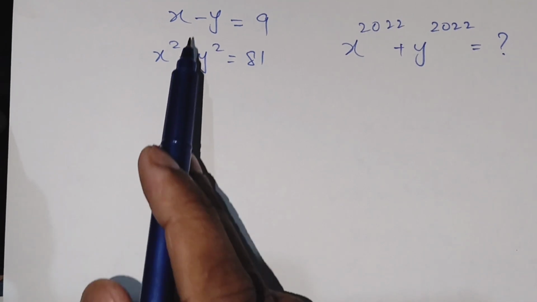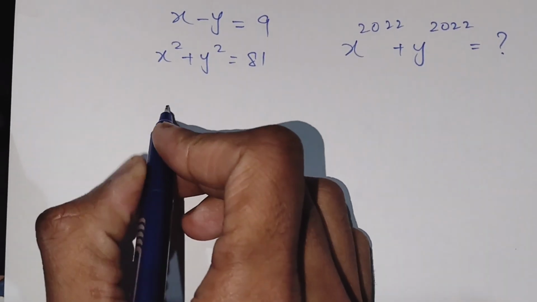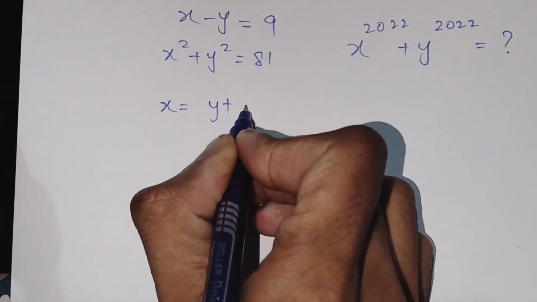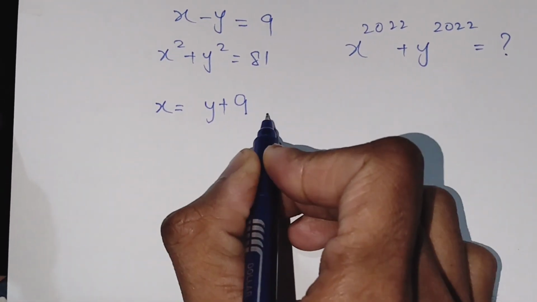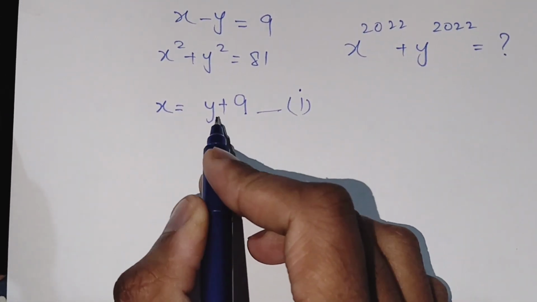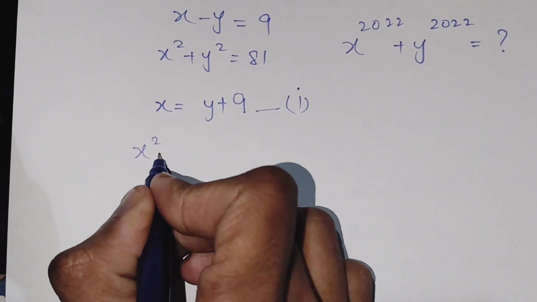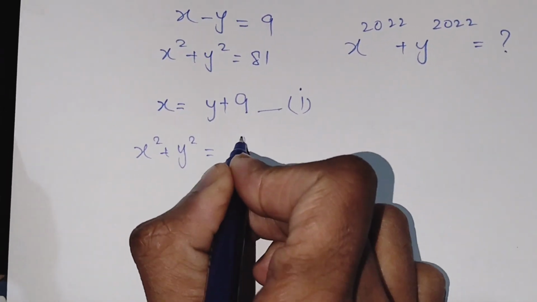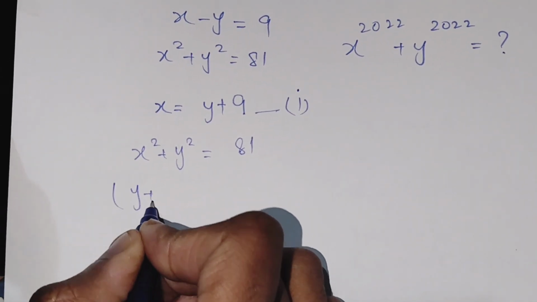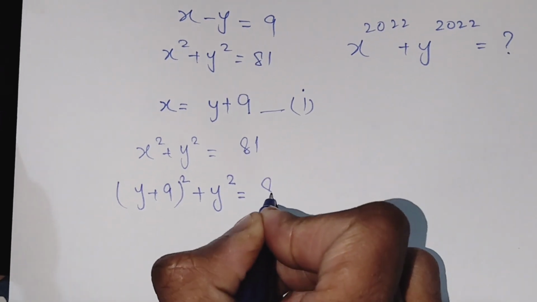So we'll start solving it by writing this first equation, x minus y equals 9. We can write it as x equals y plus 9. So we call this the first equation. We now put this value of x in our other equation. Now we have x squared plus y squared equals 81. We will put the value of x here. So (y plus 9) whole squared plus y squared equals 81.